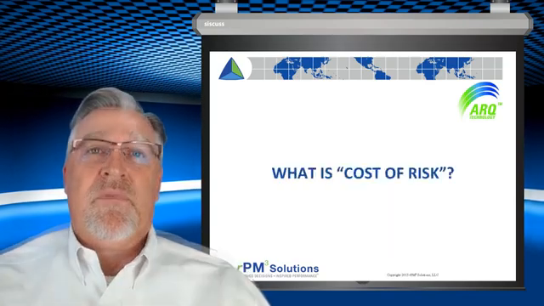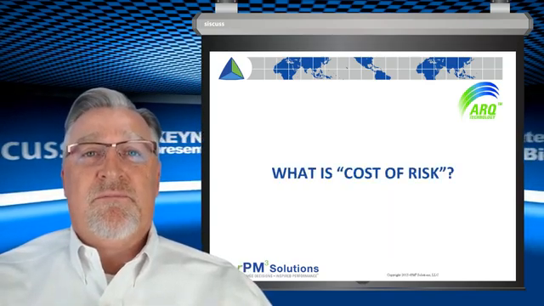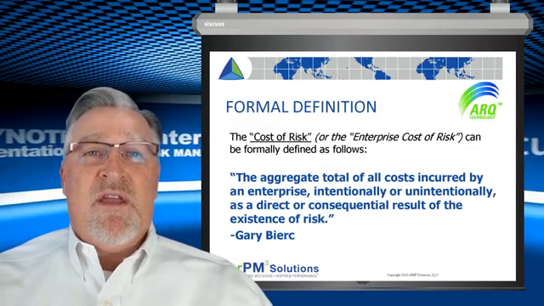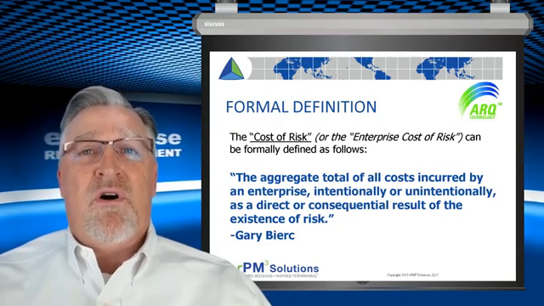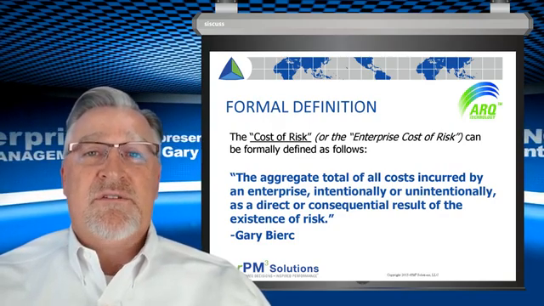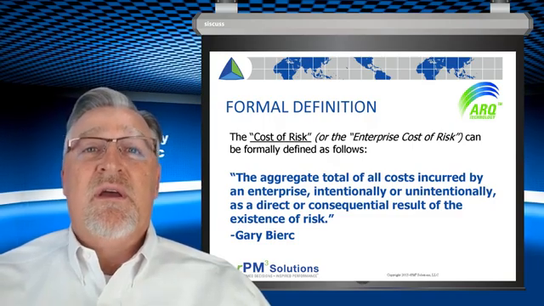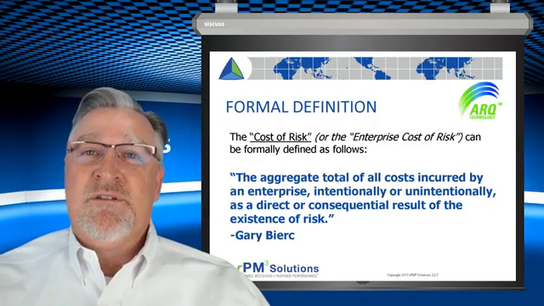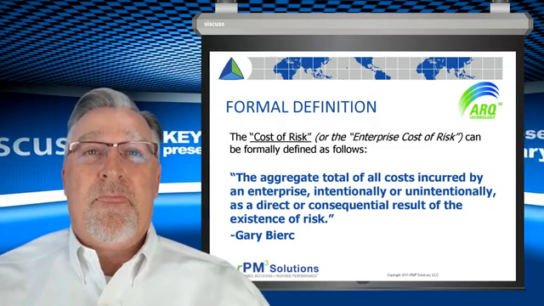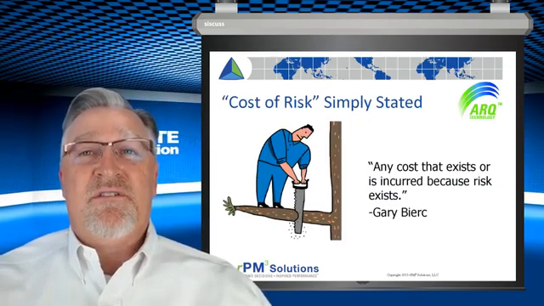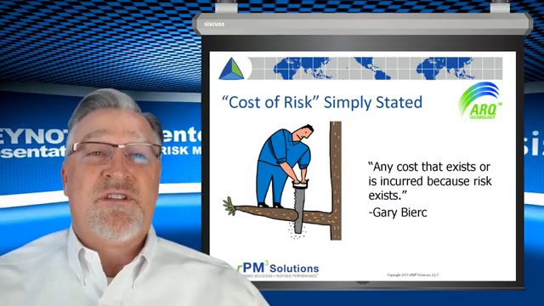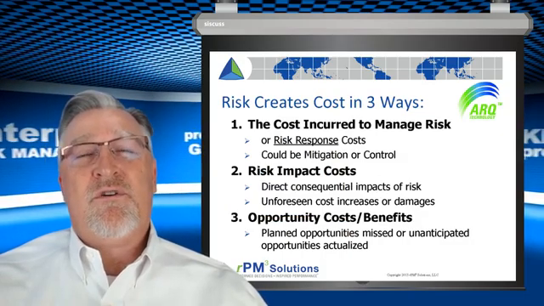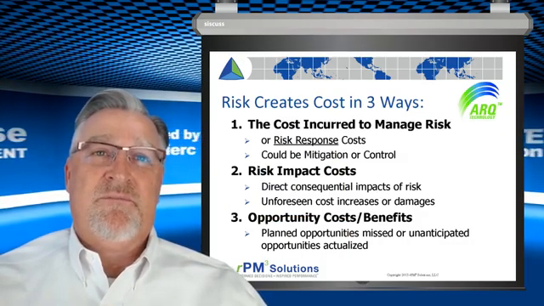Let's get started. So what is cost of risk? Here's a formal definition that I've come up with. Very simply stated, the aggregate total of all costs incurred by an enterprise, intentionally or unintentionally, as a direct or consequential result of the existence of risk. I'll simplify that even more. Let's put it this way: any cost that exists or is incurred because risk exists. Let that sink in a little bit, and let's think about how risk creates costs in our business.